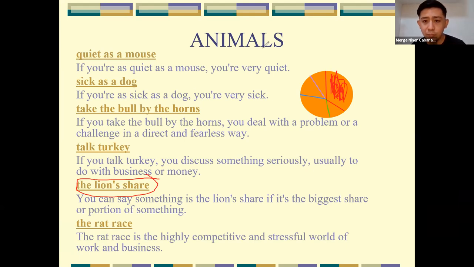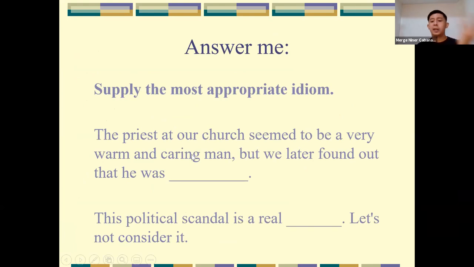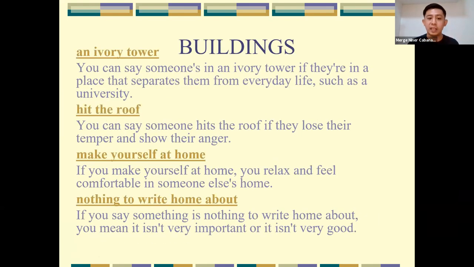Okay, now let us continue. Let's apply the most appropriate idiom. The priest at our church seemed to be a very warm and caring man, but we later found out that he was a wolf in sheep's clothing. This political scandal is a real can of worms. Let us not consider it. So for buildings, you have an ivory tower. If a person separates themselves from everyday life, hit the roof when they become extremely angry, make yourself at home.